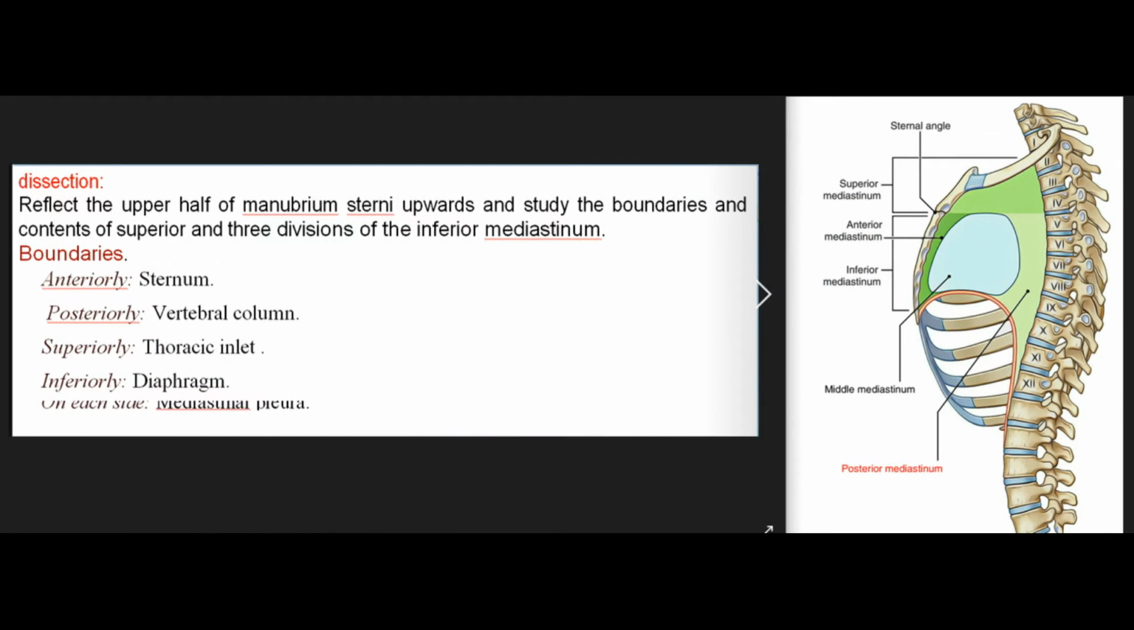Dissection: reflect the upper half of the manubrium sterni upwards and study the boundaries and contents of the superior and the three divisions of the inferior mediastinum. Boundaries. Anteriorly, sternum. Posteriorly, vertebral column. Superiorly, thoracic inlet. Inferiorly, diaphragm. On each side, mediastinal pleura.